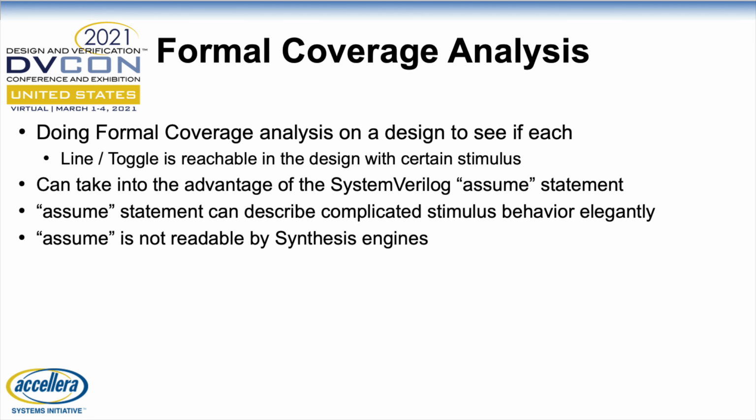And so to explain this part, we have to talk about what formal coverage analysis is. Formal coverage analysis is a subset of formal. What we're doing is we're trying to see, depending on the stimulus we give the design, what parts of the RTL are reachable, what parts are toggleable, and all sorts of other code coverage type metrics. The way that we can tell formal coverage analysis what the available or valid stimulus for the design is, is with the assume statement in SystemVerilog.